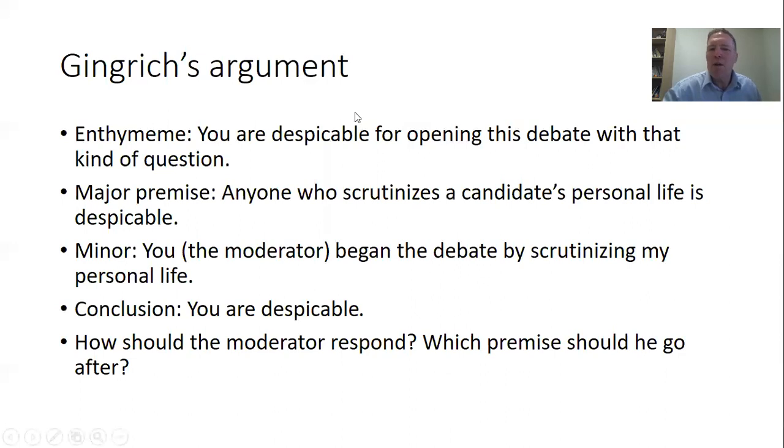Major premise: anyone who scrutinizes a candidate's personal life is despicable. You, the moderator, began the debate by scrutinizing my personal life. Therefore, you are despicable. Worded like this, you can kind of see, how would you respond? Which premise do you think you ought to go after? Let's look at how it actually played out here.